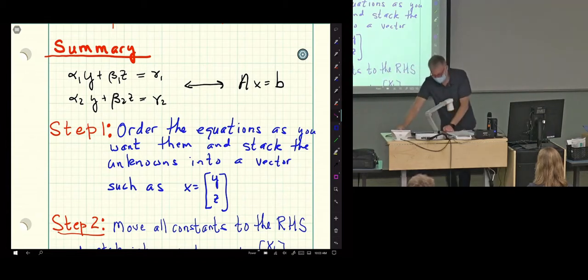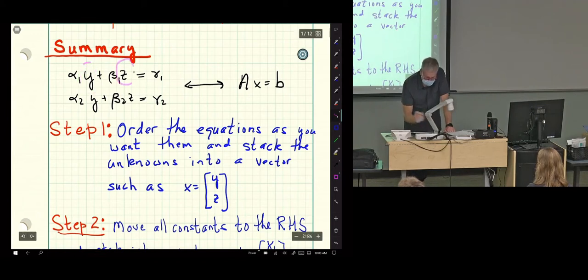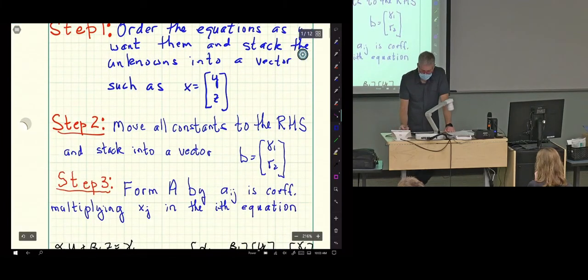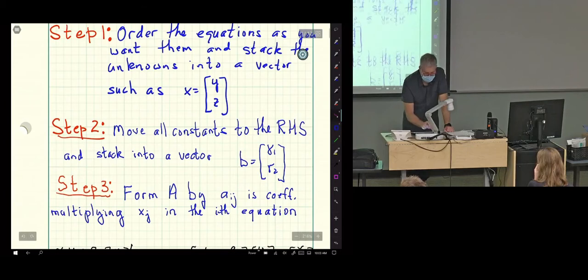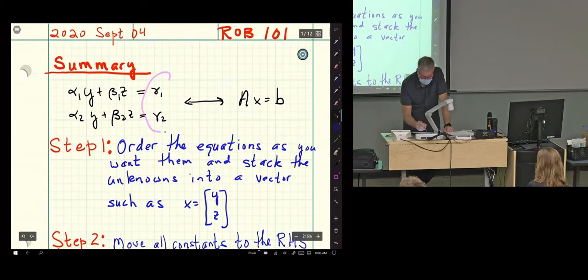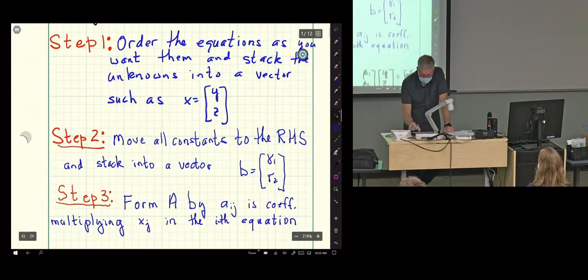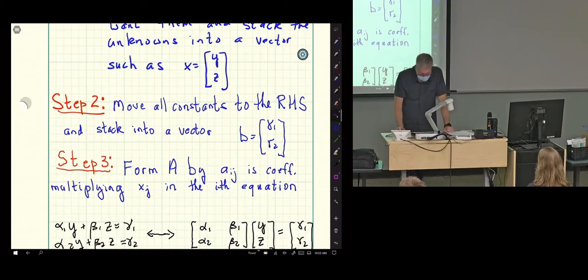That's 42 lectures. No. Okay, so our unknowns are y and z, and I stack them up into a vector x. Then we move all the constants to the right-hand side. The betas are already there, and we form the vector b.